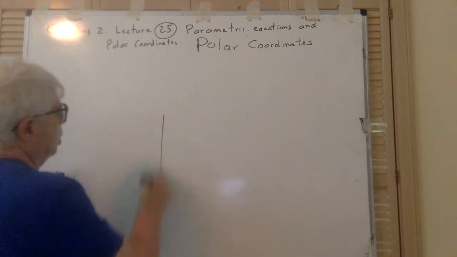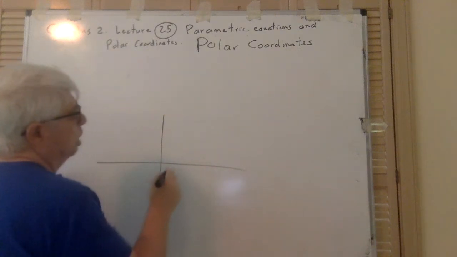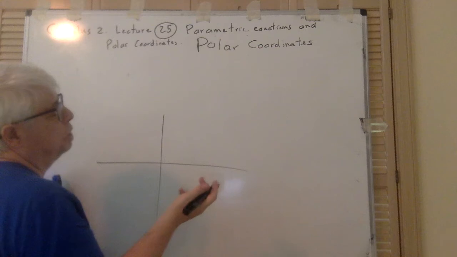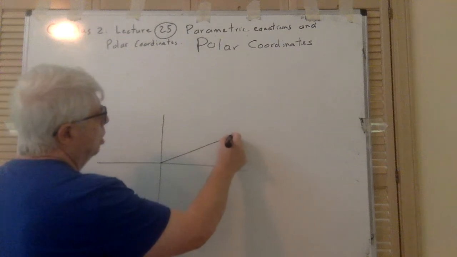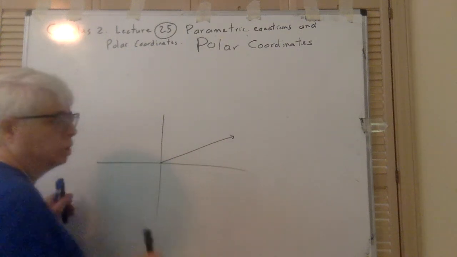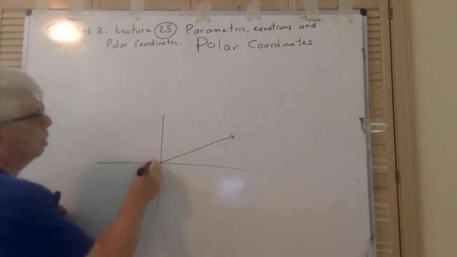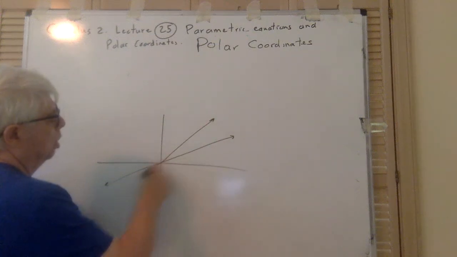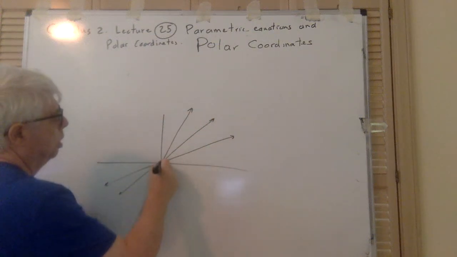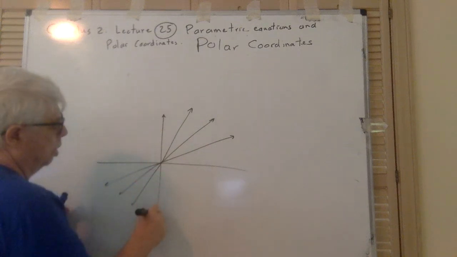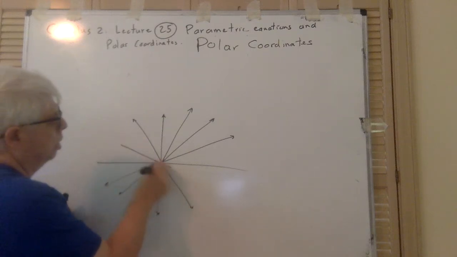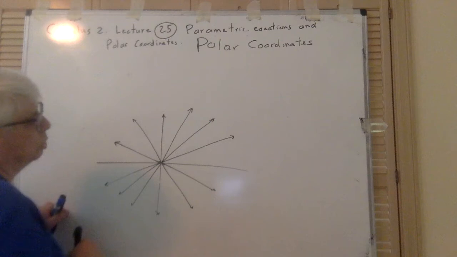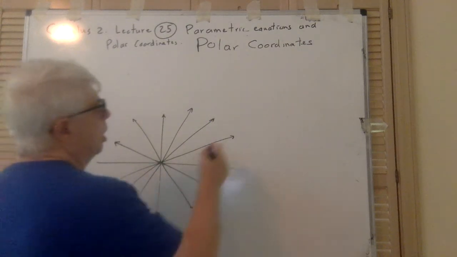So let me draw the x and y axes. Constant theta is, if you say theta equals pi over 6, pi over 6 will be this. But that's the positive direction of pi over 6, right? What is the negative direction? Negative direction is this way. Pi over 4. Pi over 3, say. Pi over 2. And so on. Just continue this way. So these are constant theta lines.